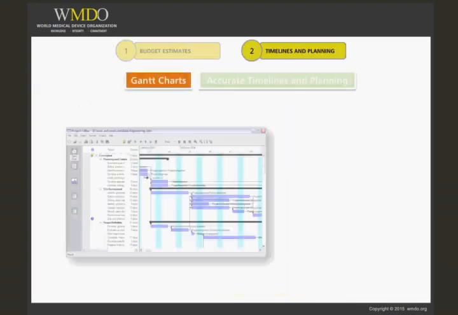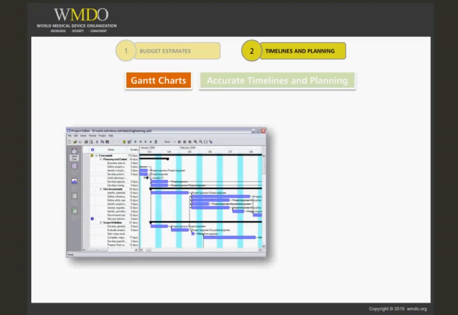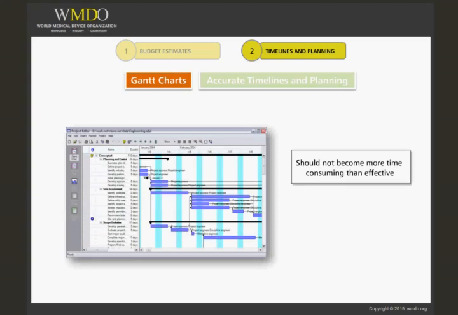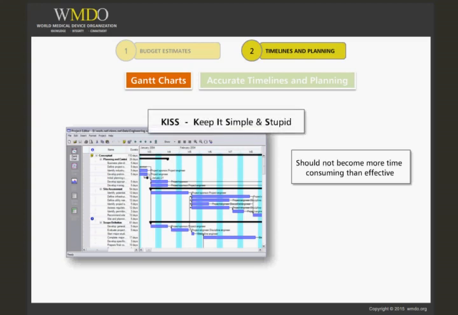Using Gantt charts or some format of project planning is highly recommended, but they should not become more burdensome than the effectiveness they are supposed to create for the project leader. One rule is: keep it simple and stupid.